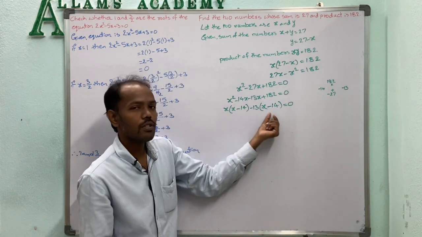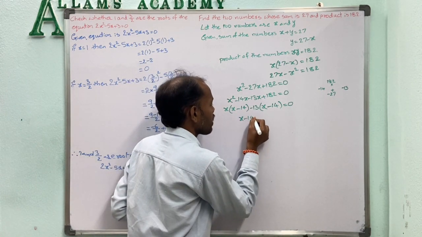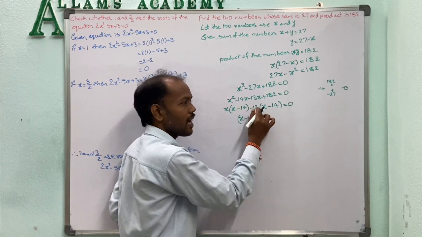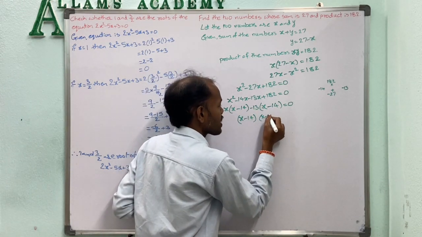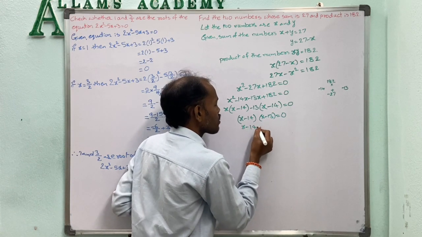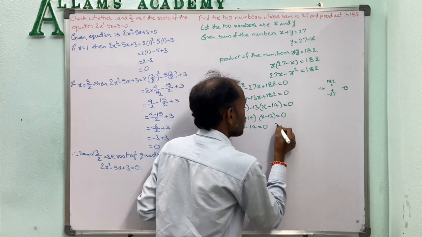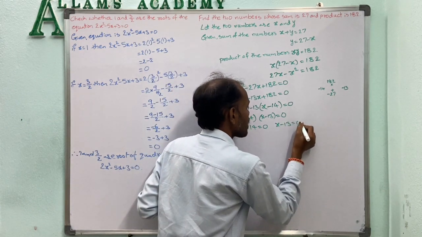So now in both, the common one is x minus 14. Taking x minus 14 common, what remains is x in the first and minus 13 in the second. So x minus 14 into x minus 13 equal to 0. So in this, either one is equal to 0. That means x minus 14 equal to 0, otherwise x minus 13 equal to 0.